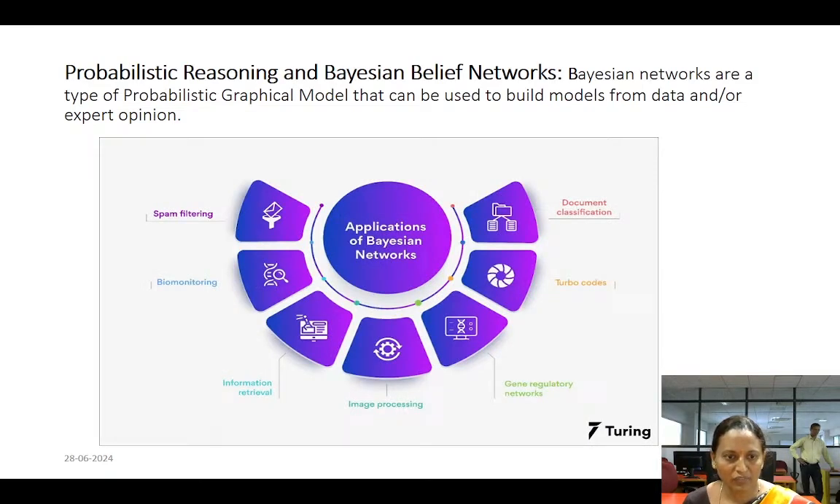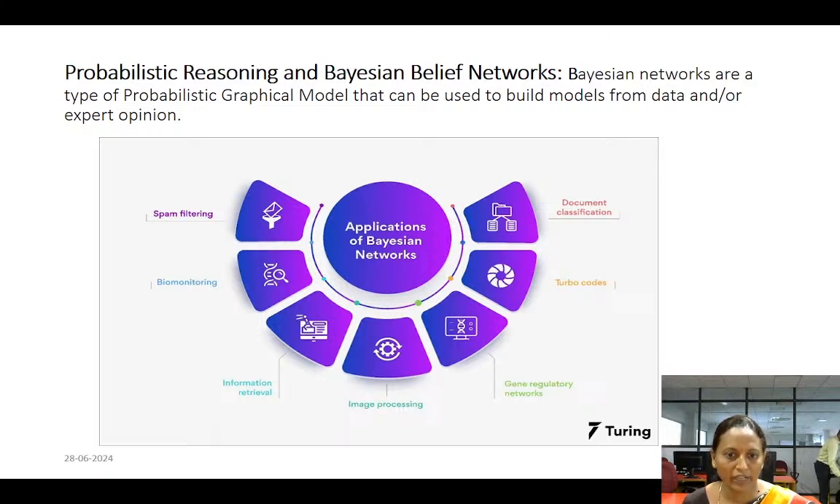Again, in the 5th unit we have probabilistic reasoning and Bayesian belief networks, where we are trying to catch up on the probabilities and work on some of the problems where we cannot apply either supervised, unsupervised or neural networks. We have to go with the probability concept, where it is either yes or no.